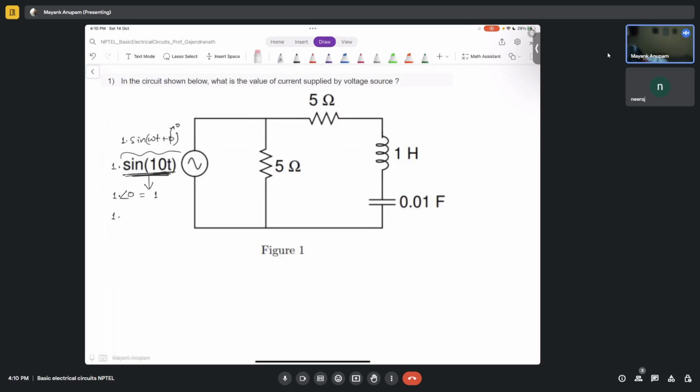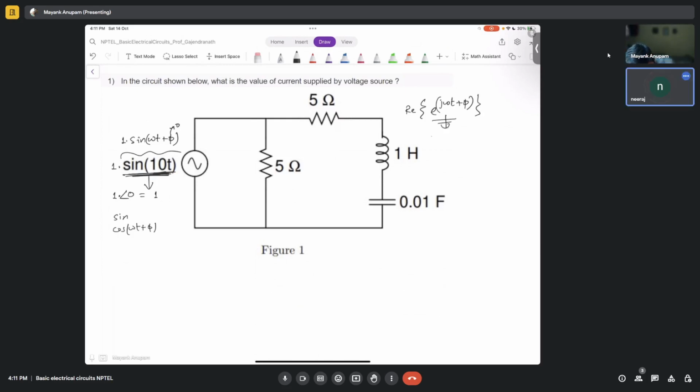Basically, the source has to be of the form cos of omega t plus phi, not sine. We generally assume this kind of source, because when we moved from the time domain representation to the phasor representation, we took e to the power j omega t plus phi and said that the real part of that is to be taken.